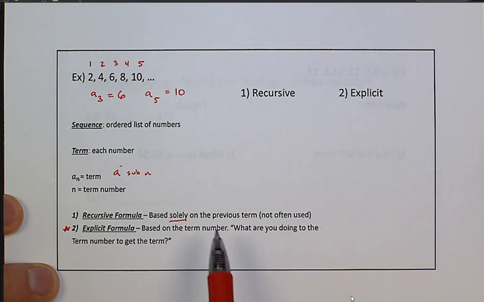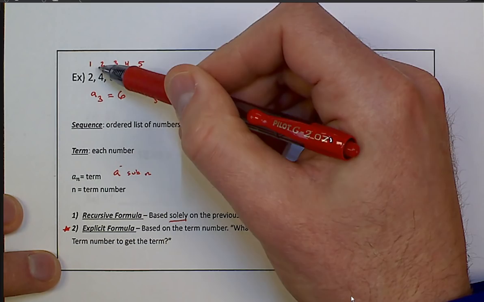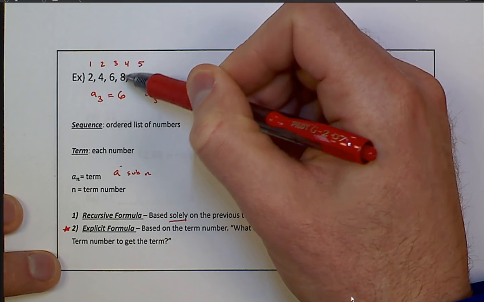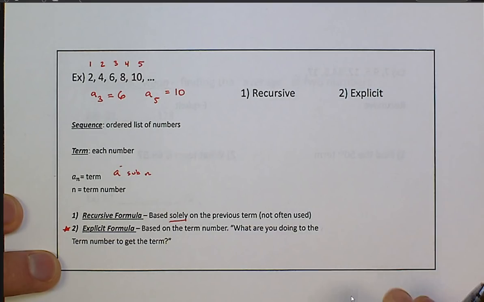What I mean by that is, I always ask myself this question: what are you doing to the term number to get the term? Like, what am I doing to 1 to get to 2, 2 to get to 4, 3 to get to 6, 4 to get to 8, 5 to get to 10? What are you doing to those things? And so you'll see that as we go through.